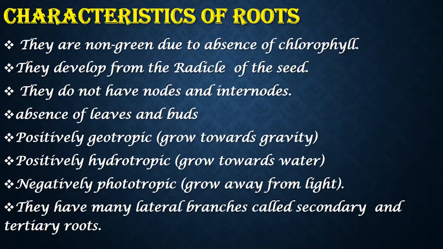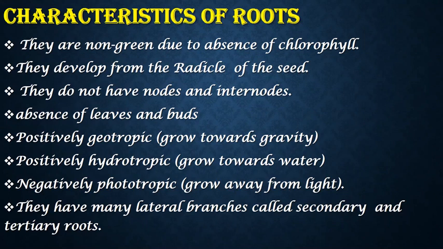They are non-green due to absence of chlorophyll. Roots do not have chlorophyll in them. They develop from the radicle of the seed. Roots do not have nodes and internodes. Roots do not have leaves and buds.